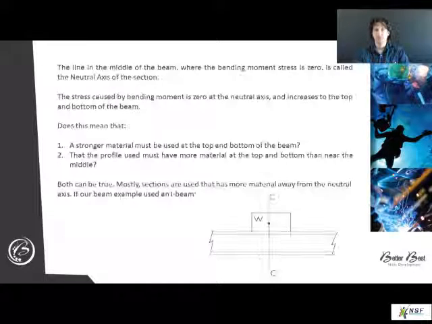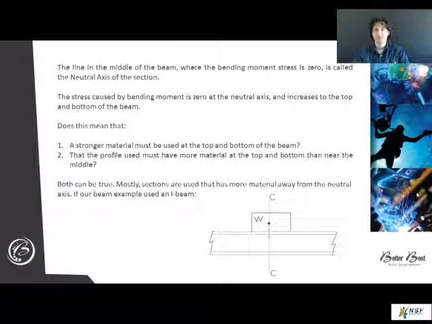The line in the middle of the beam, where the bending moment stress is 0, is called the neutral axis of the section. The stress caused by the bending moment is 0 at the neutral axis and increases to the top and the bottom of the beam. This means that a stronger material must be used at the top and the bottom of the beam, that the profile or the shape used must have more material at the top and bottom than in the middle.